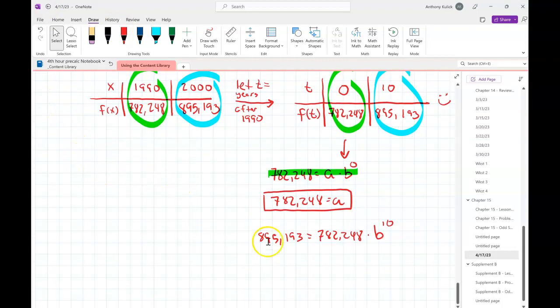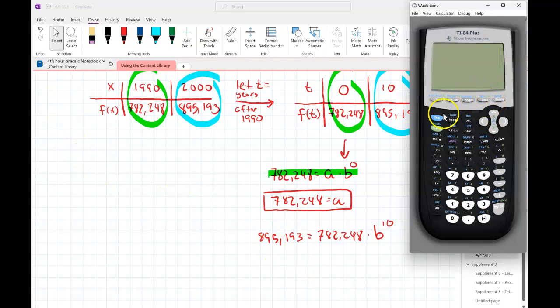To do that, I would divide both sides by 782,000. So 895,193 divided by 782,248. And then how am I going to get rid of the 10th power on the b? Well, it's going to cancel out that exponent of 10 attached to the b.